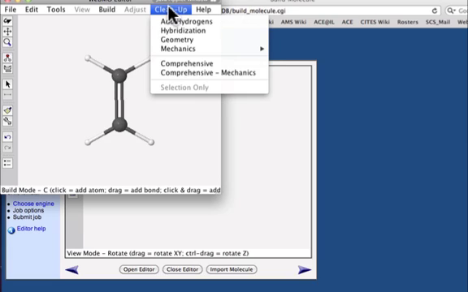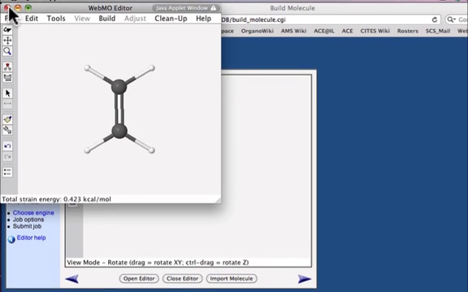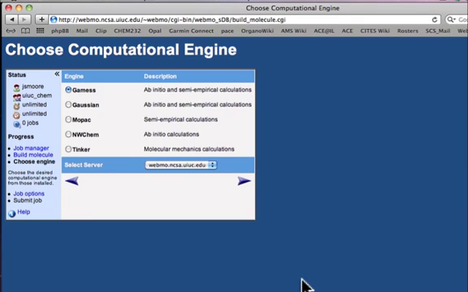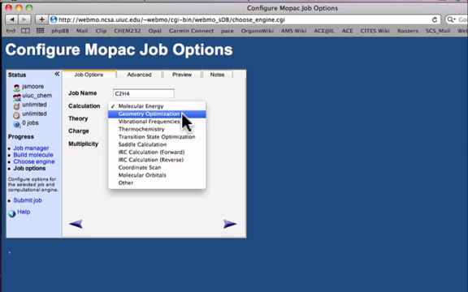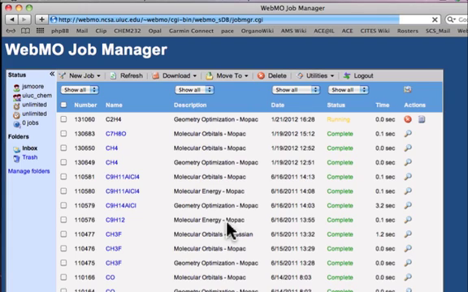Then let's do a comprehensive mechanics that gets us an approximate geometry. Now let's move on and do a geometric optimization with a MOPAC calculation. So choose geometry optimization, run that job. It'll take just a few seconds. When you refresh, the job is finished. And now we've got an optimized geometry that we're going to use for molecular orbital calculations.